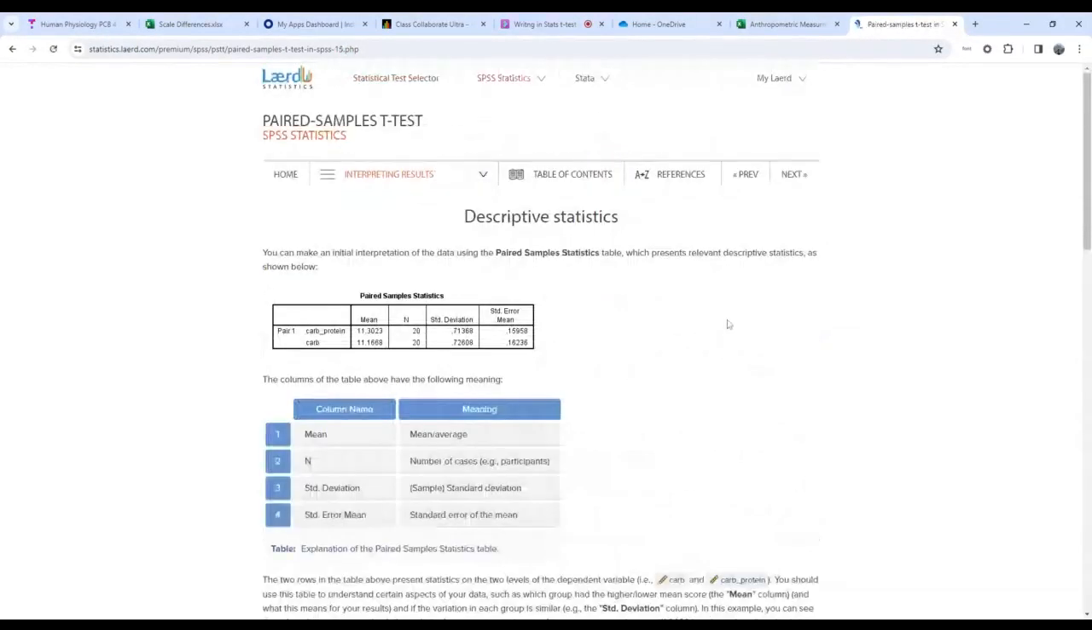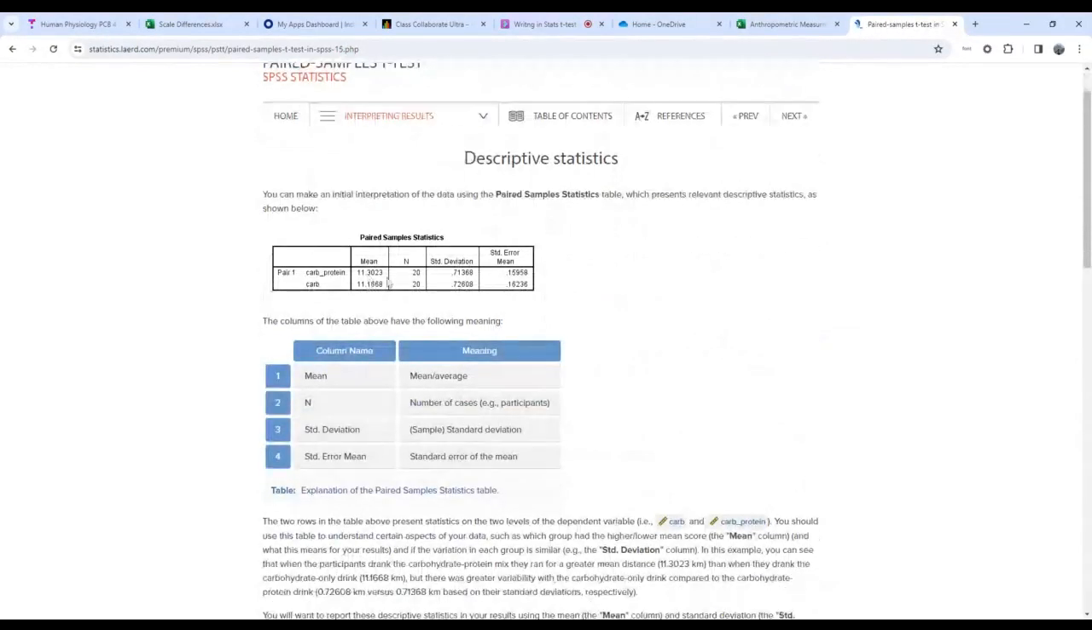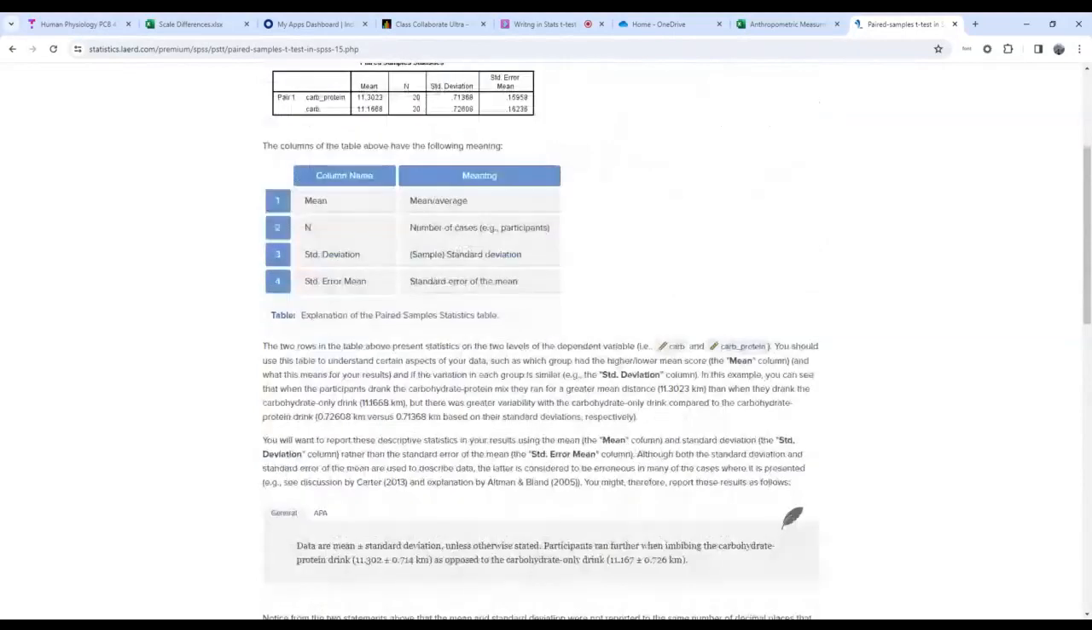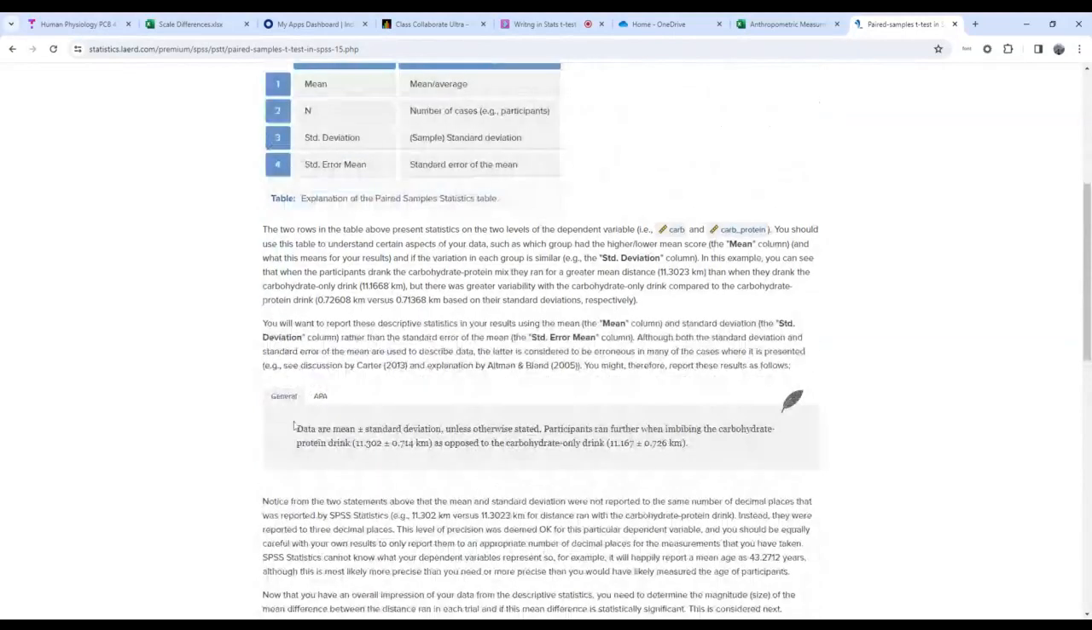Next. Okay, so here it's telling us that we have the mean, average, N is the number of cases, standard deviation, standard error. So if you're going to write those out, you write it out, or it gives you an APA form. Okay, so general would be data are mean.